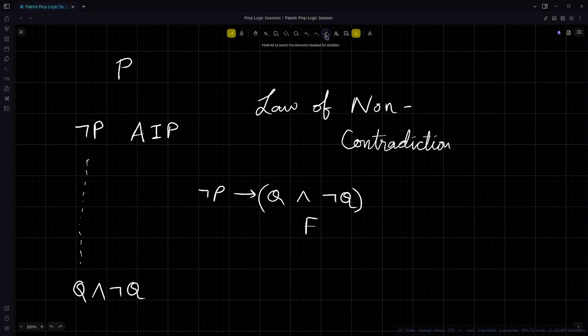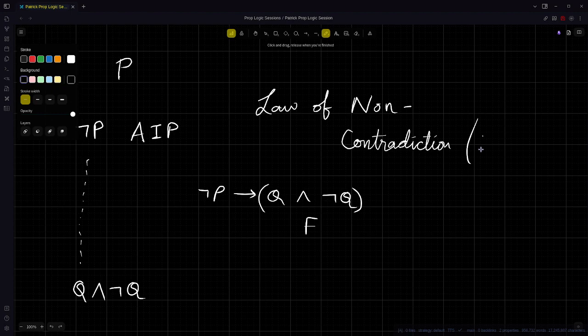Yeah. So this is abbreviated as LNC. Okay. There are other rules, other laws called law of non-identity, law of identity, law of excluded middle, and then law of non-contradiction. But yeah, like law of non-contradiction is just like the granddaddy of all logical laws.